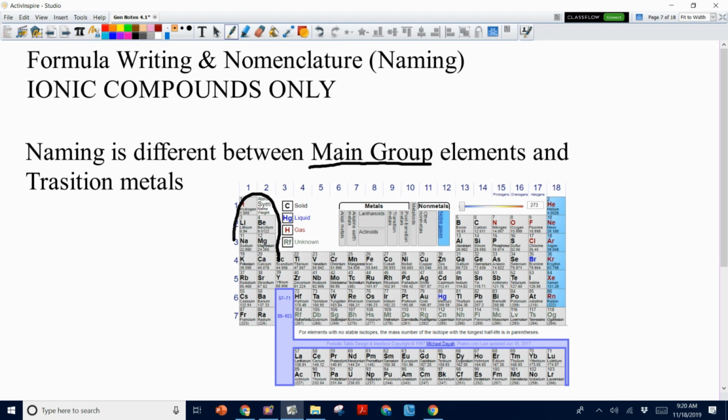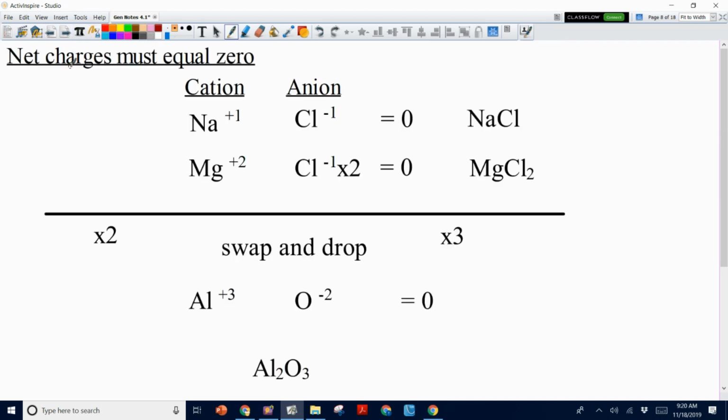So again, remember, main group elements are these and these. It does not include the transition metals. All right. So the first thing that you want to remember is that the net charge, so net means overall, the final charge must equal 0. And we're working with positive and negative ions. So the positive ions are called cations. The negative ions are called anions. So that's not anion or cation. It's cat-ion and an-ion.